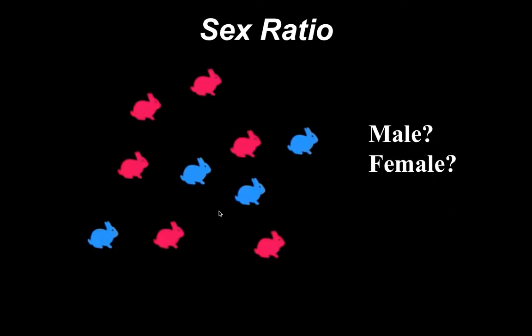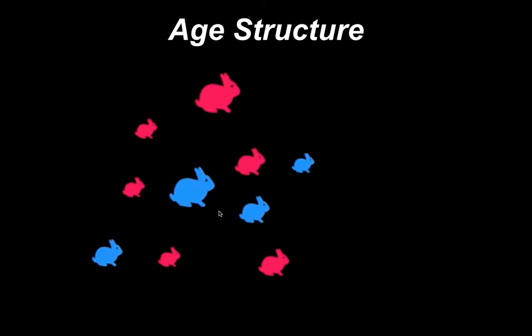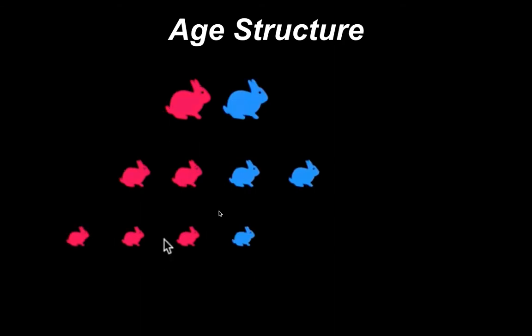So we can also look at sex ratios. We can say how many are male, how many are female. So we have pink versus blue. And we can also do an age structure diagram for these different animals. So you'll see that the larger rabbits represent the older rabbits, and then the young ones are the small ones. So if you put them in an age structure, you kind of make like a pyramid shape. And the young rabbits go on the bottom, the older ones go on the top, and then you also have them separated male and female.